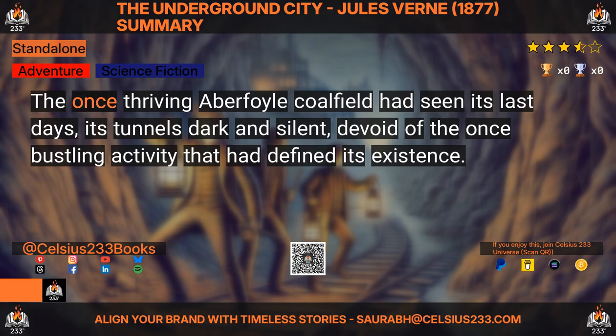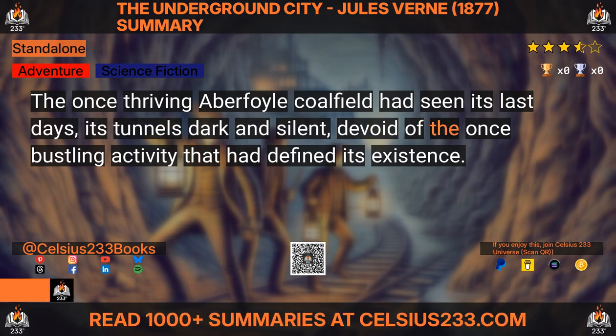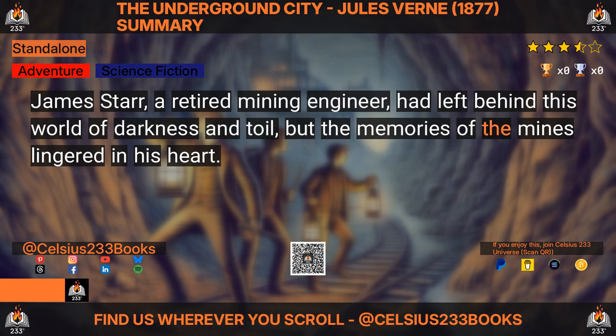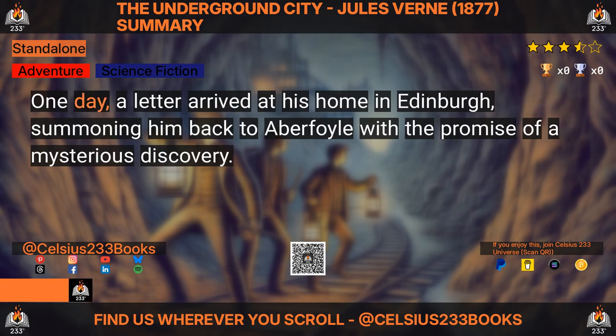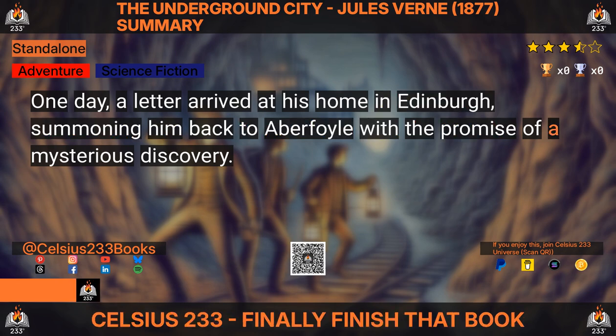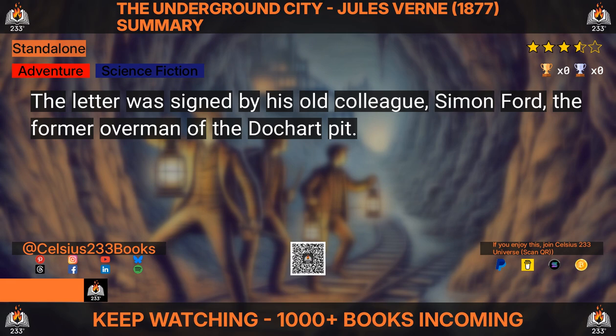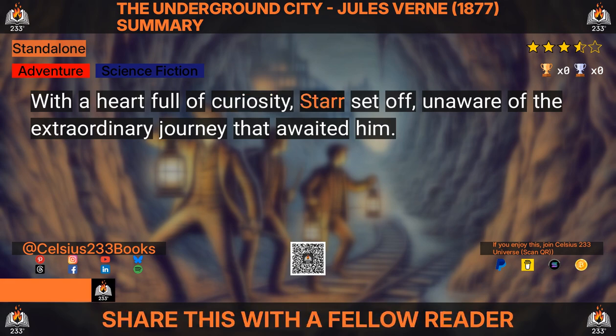Plot summary: beneath the rugged Scottish Highlands, long abandoned coal mines lie dormant. The once thriving Aberfoyle coalfield had seen its last days, its tunnels dark and silent, devoid of the once bustling activity that had defined its existence. James Starr, a retired mining engineer, had left behind this world of darkness and toil, but the memories of the mines lingered in his heart. One day, a letter arrived at his home in Edinburgh, summoning him back to Aberfoyle with the promise of a mysterious discovery. The letter was signed by his old colleague, Simon Ford, the former overman of the Dochart pit. With a heart full of curiosity, Starr set off, unaware of the extraordinary journey that awaited him.